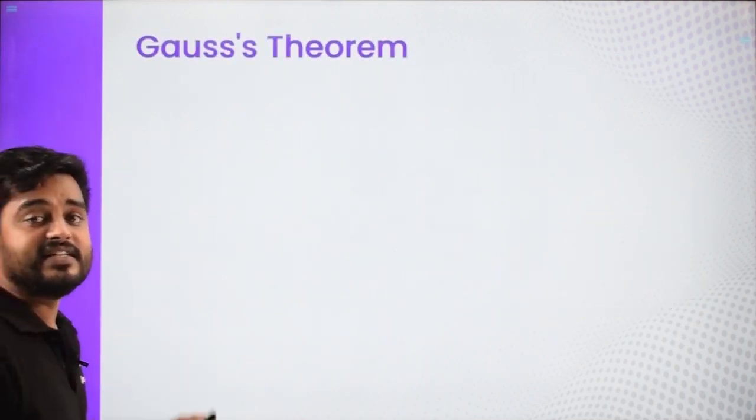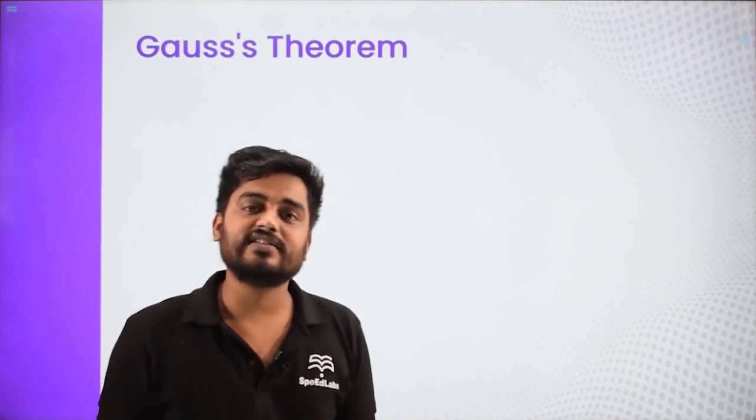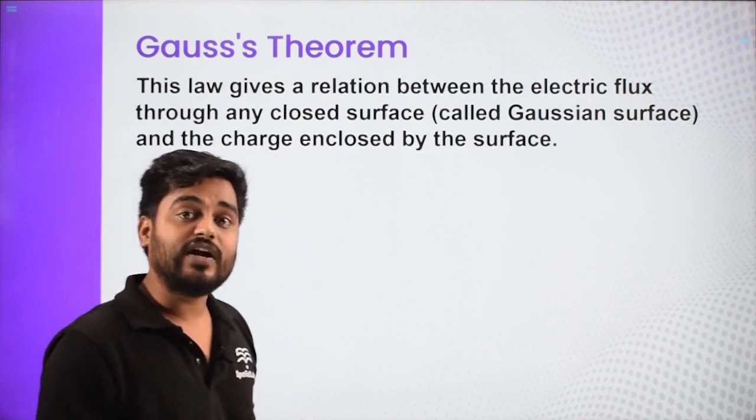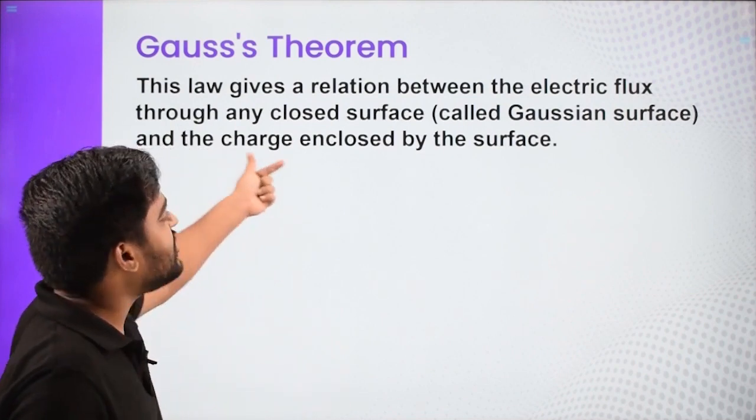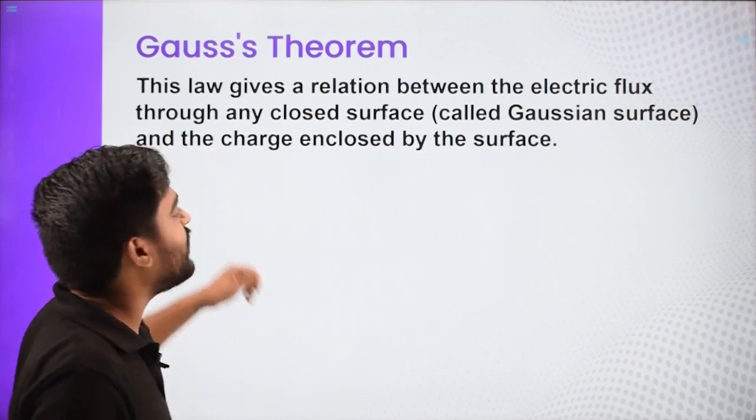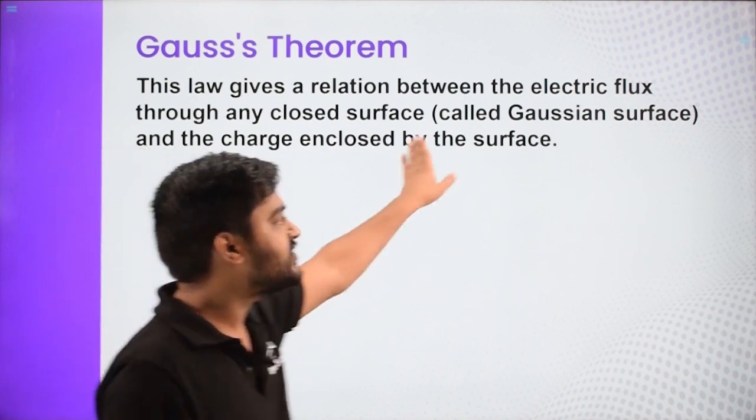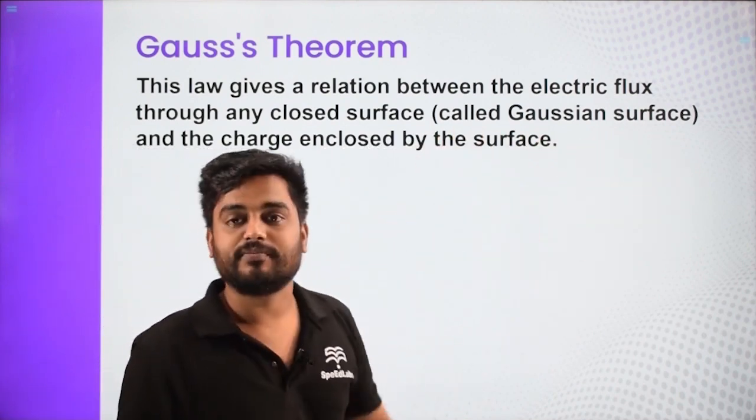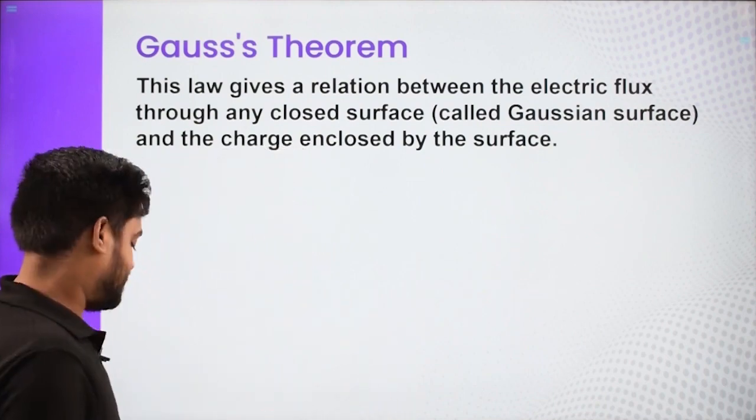Now let us discuss Gauss's theorem. So what does Gauss's theorem say? It tells the relationship between electric flux through any closed surface, which is also known as a Gaussian surface, and the charge which is enclosed by the closed surface.